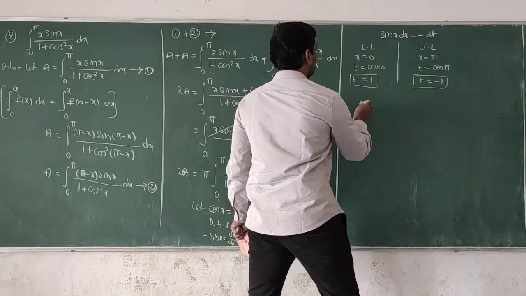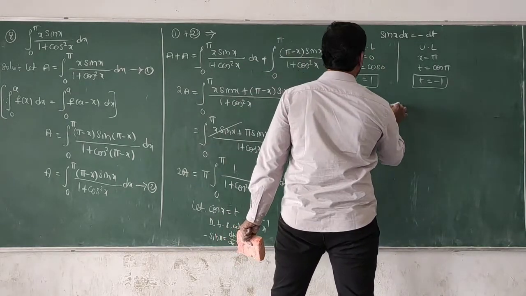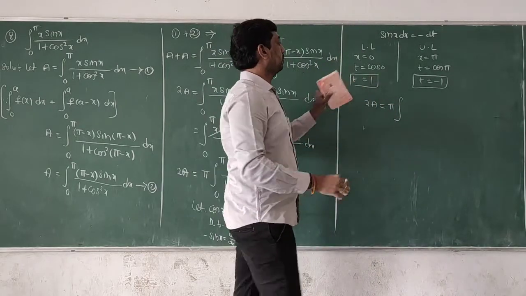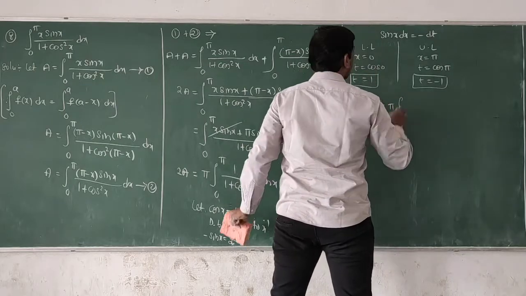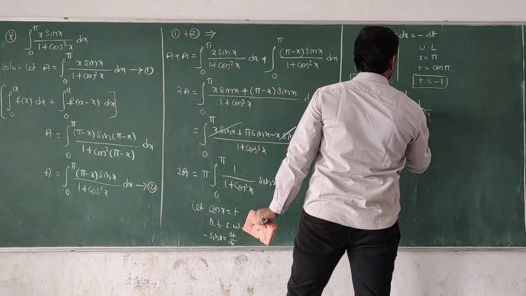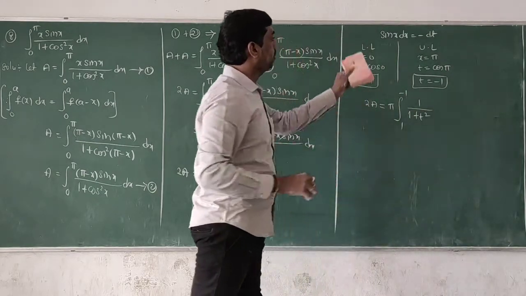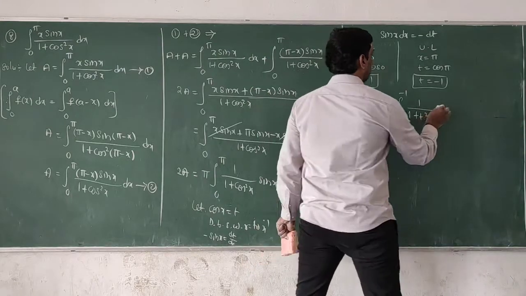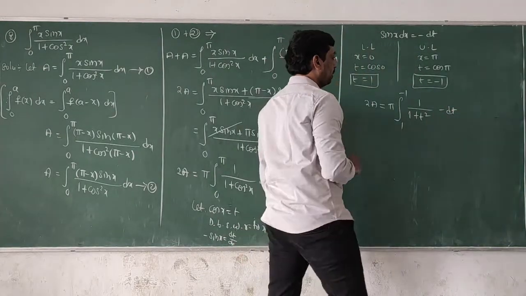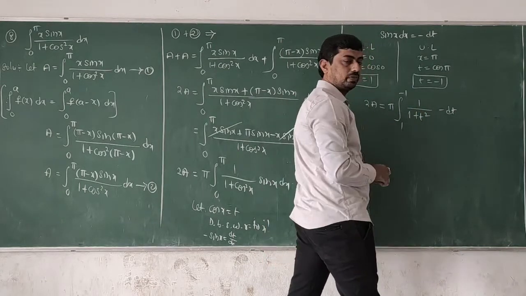Now, substituting pi and 0: the lower limit 0 becomes 1, and the upper limit pi becomes minus 1. So the integral of 1 by 1 plus t square into sin x dx equals minus dt. Okay, right. Here again this one is an even function.